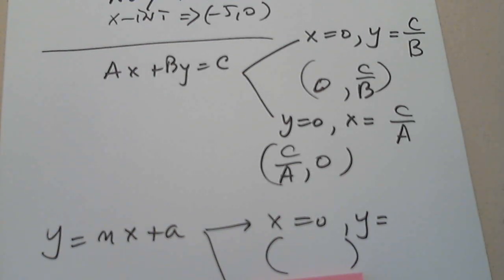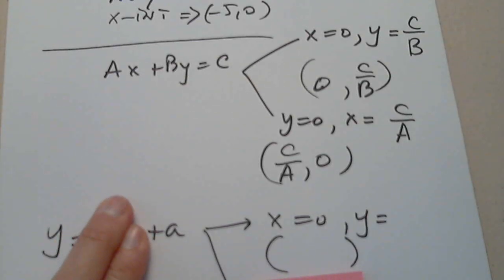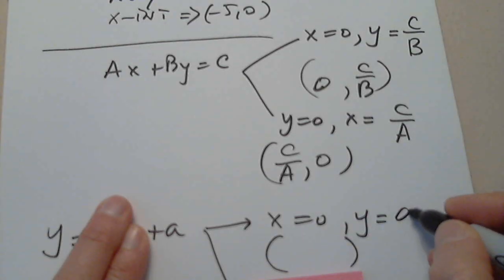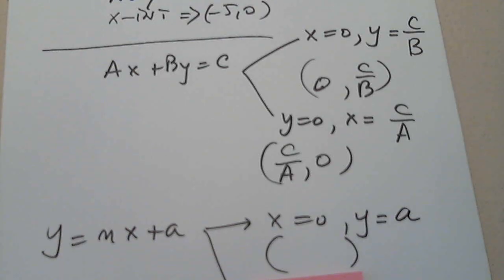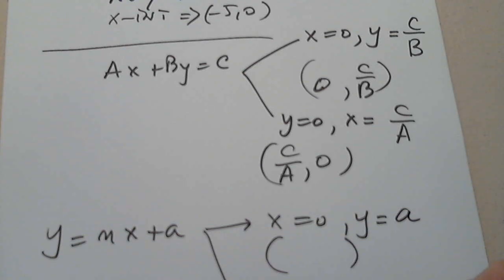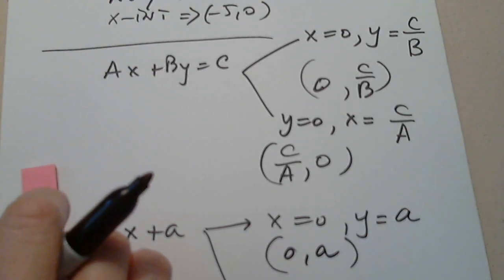So nobody gets confused. So when x is 0, how much is y? Why does it have an extra letter? When x is 0, y is a. Of course, you just have to cover it up. So what is the point we just determined? Zero, a. Very good.